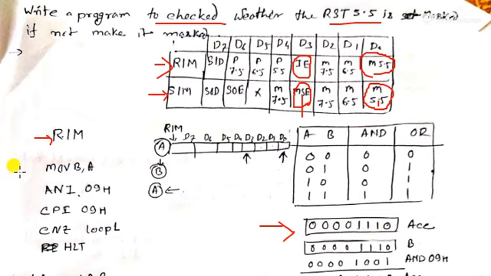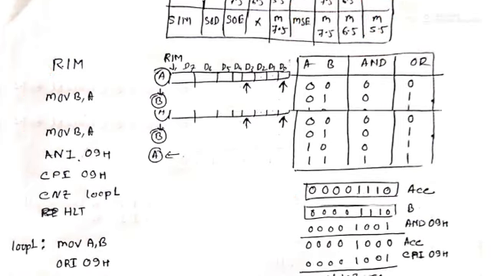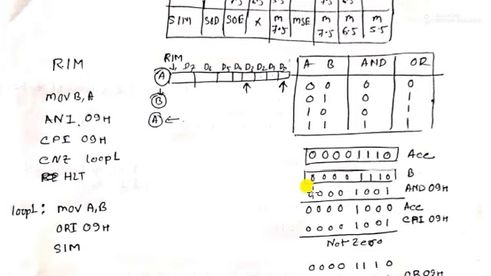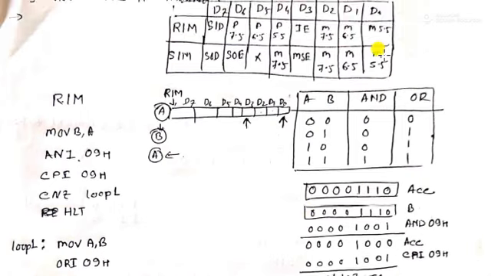Now what we do is make a copy of the accumulator content to the B register for our future use. Now we have to check this bit position, D0 and D3 bit position, for RST 5.5.